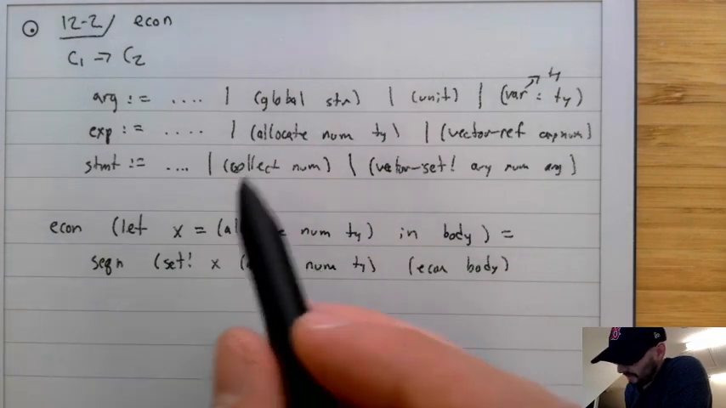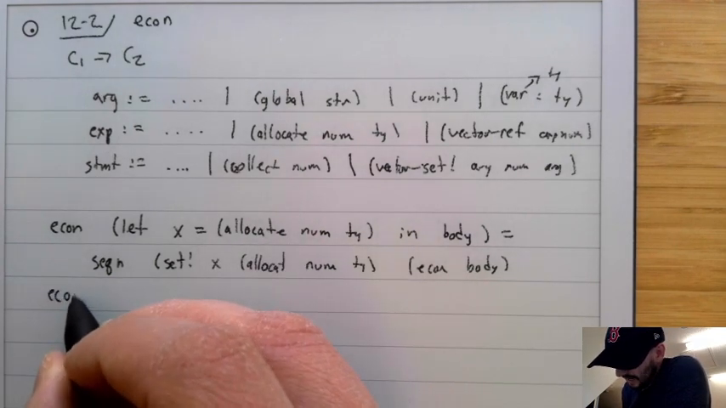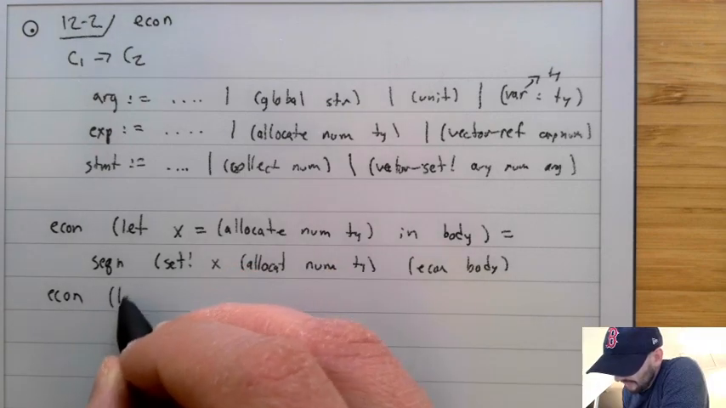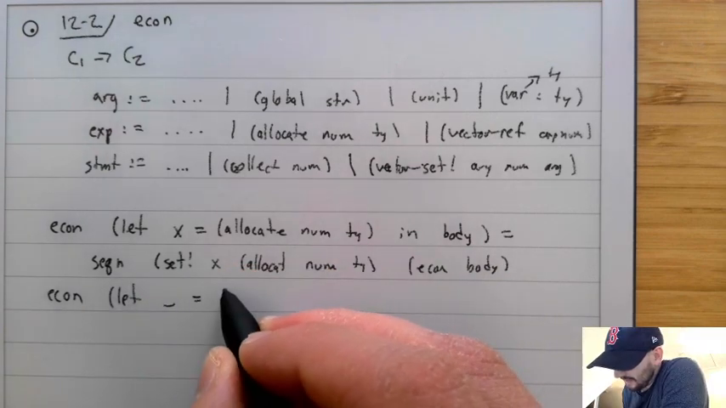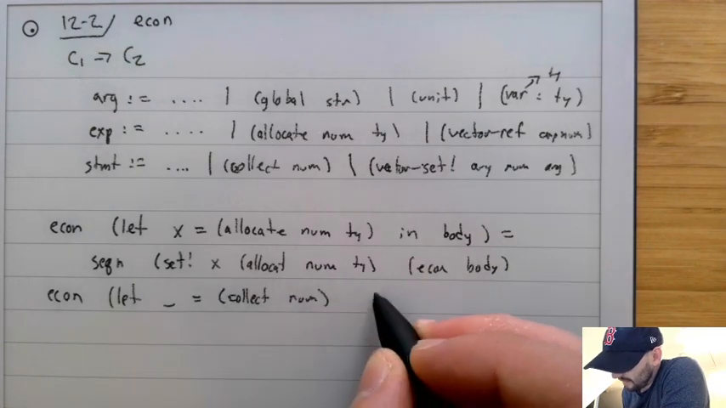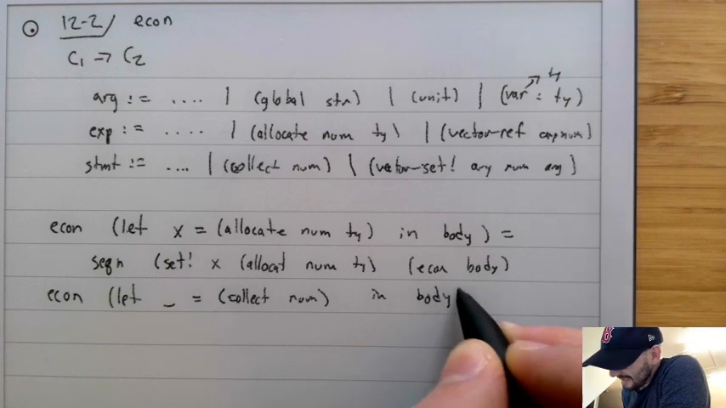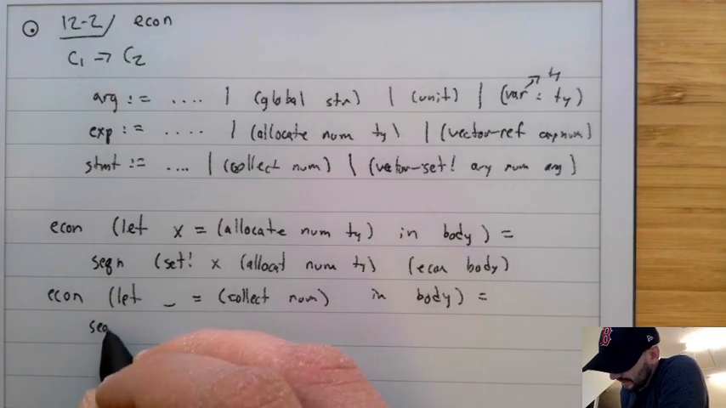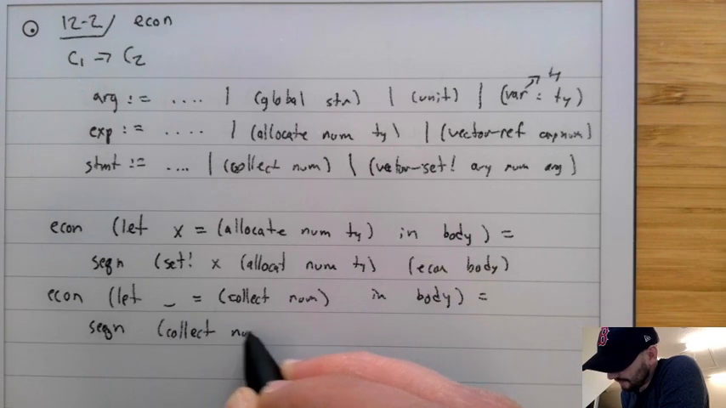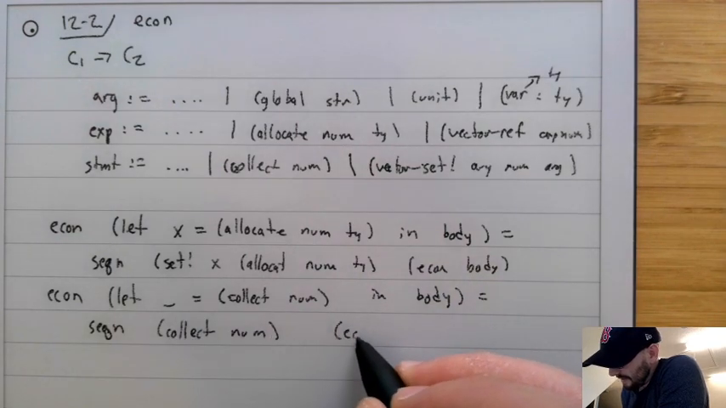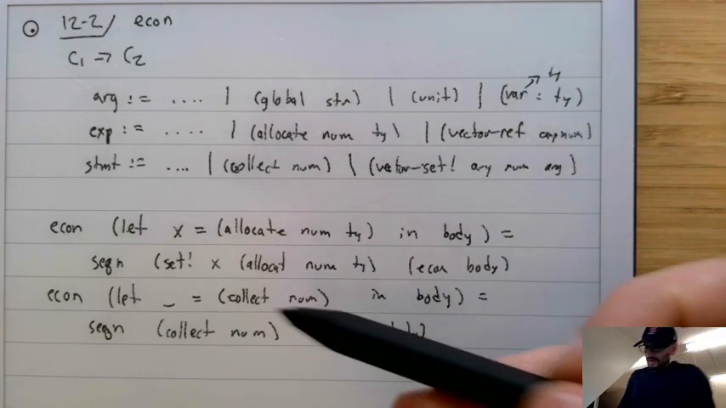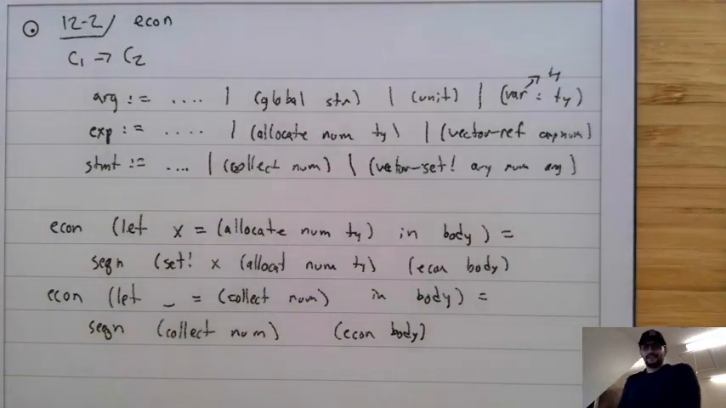And then what about when we have a vector set or vector ref? That would look just like this. But what about when we have let of blank equals collect of some number in the body? This is the case where you generate the sequence directly using the collect form and then the econ of the body. So we don't even bother creating a variable for these things. That's all I'm saying.